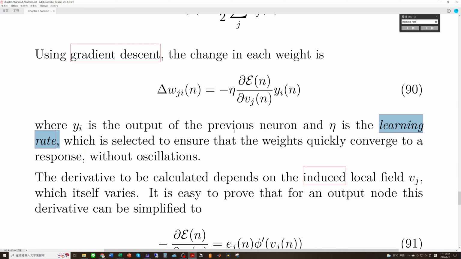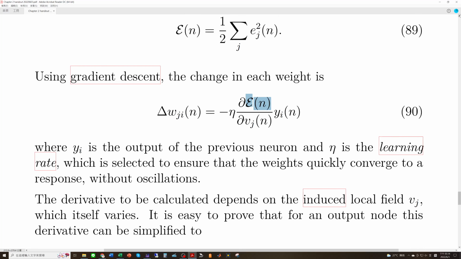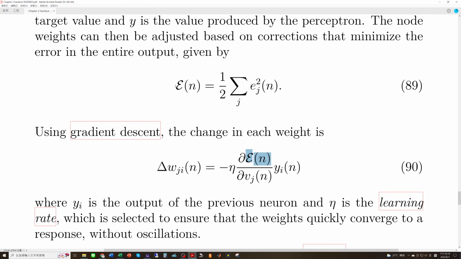Okay, good, here. So eta times partial E of n over partial Vj of n. Do you remember what E of n is? Let us review it. E of n is defined in the previous equation, equation 89. It is the error in the entire output given by this equation.